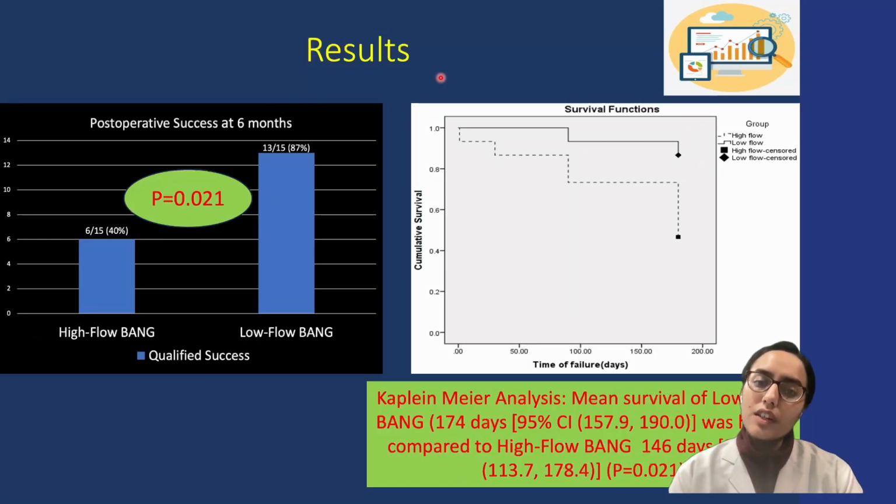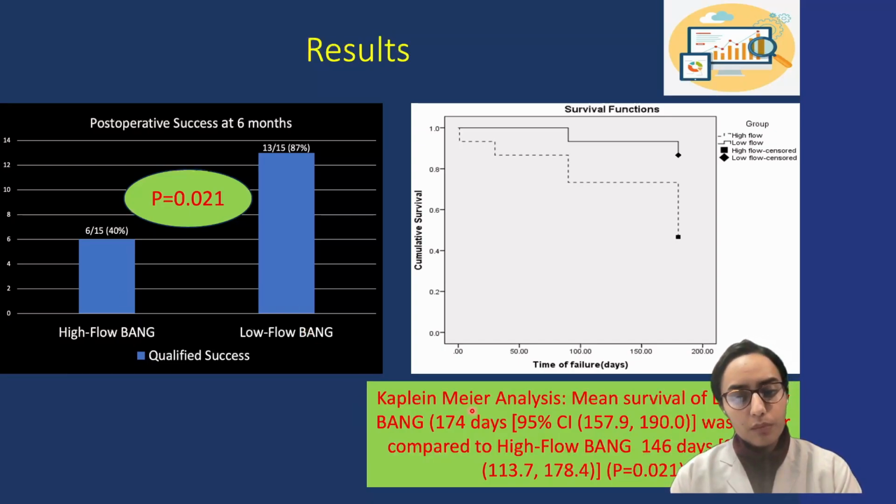The results of our study at 6 months were that a higher postoperative success was noted in patients who had undergone bang in the low flow region, which was mostly in the temporal quadrant, compared to patients who had undergone bang in the high flow region. And this difference was statistically significant.